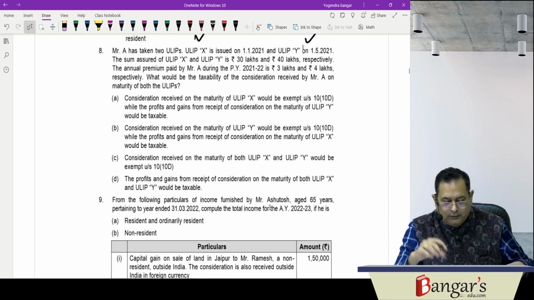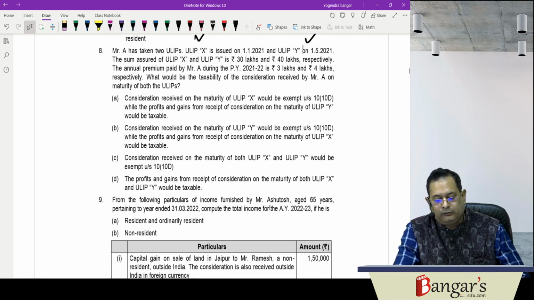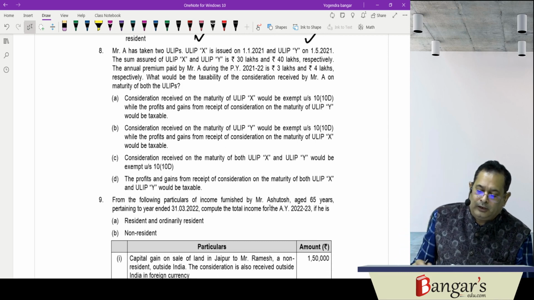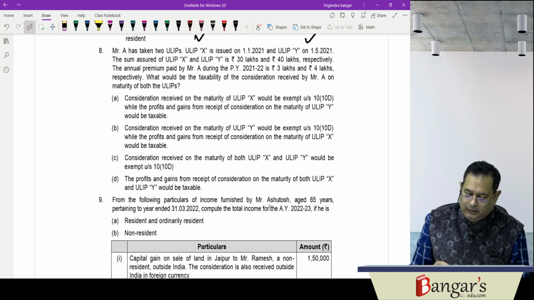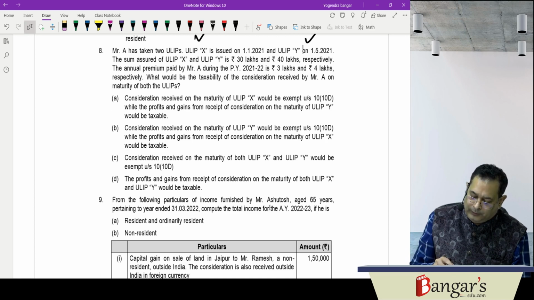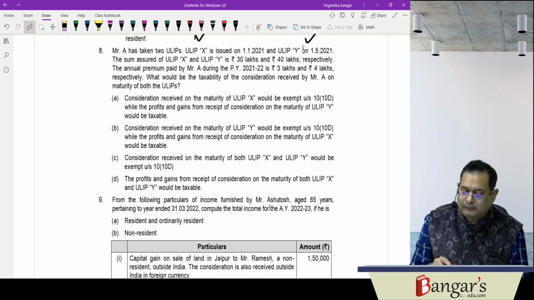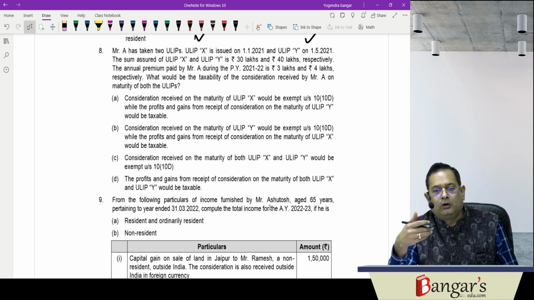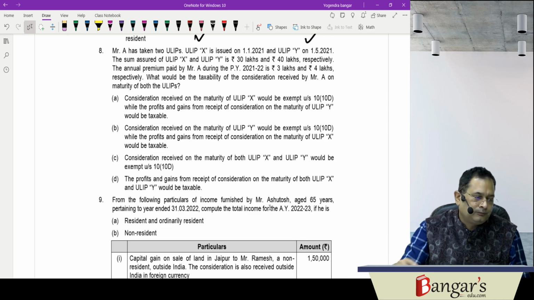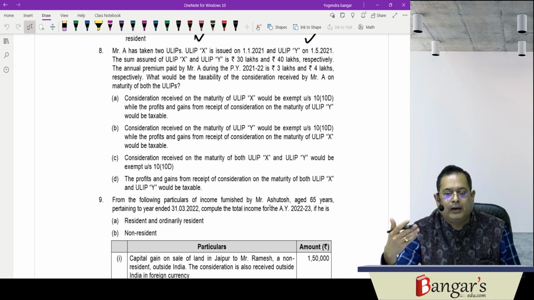Now here, what is question number 8? Mr. A has taken 2 ULIPs. ULIP is what? Unit-linked insurance policy. And we have seen, as soon as ULIP comes into picture, an amendment has been made under section 10(10D). And what amendment has been made is that now ULIP, which has been issued, they will be regarded as what?